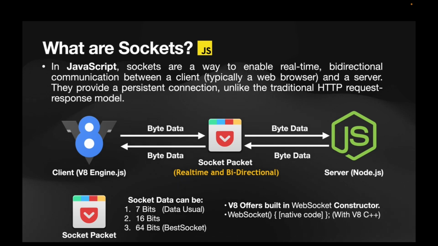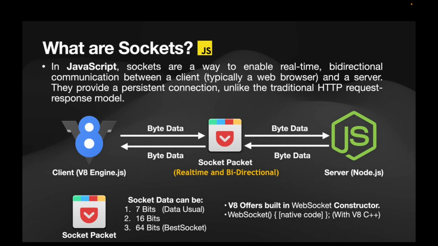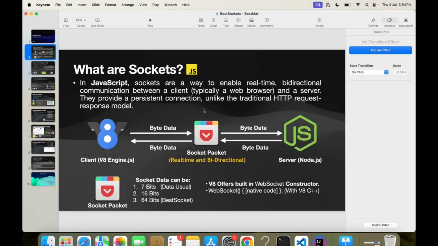In JavaScript, sockets are a way to enable real-time bi-directional communication between a client, usually a web browser like Chrome or Microsoft Edge, and a server. The server is usually made in Node.js. They provide a persistent connection, so the connection never gets interrupted, unlike the traditional HTTP request-response model. So, what exactly does this mean?